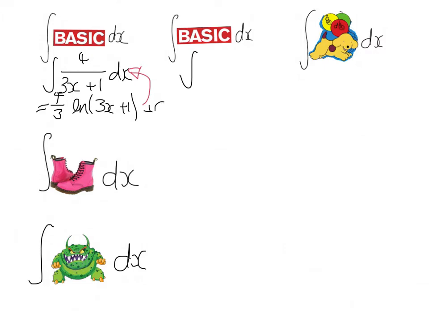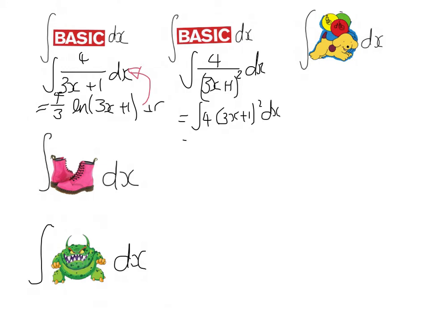Another type of basic one is where you've got exactly the same thing, but it's squared or cubed or to the 3 or 4 or whatever. So if I write that a different way, you should be able to see what we're going to do with that one. That is basic because it's one of the 9, just like the 4 over 3x plus 1, because it's come from 3x plus 1 to the 3. So, thinking through, what would happen if we differentiated that?